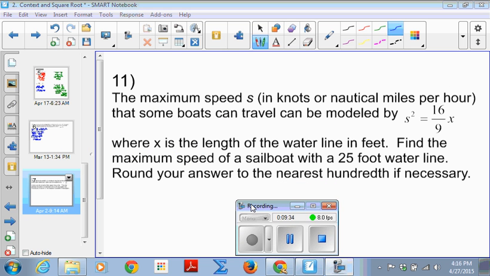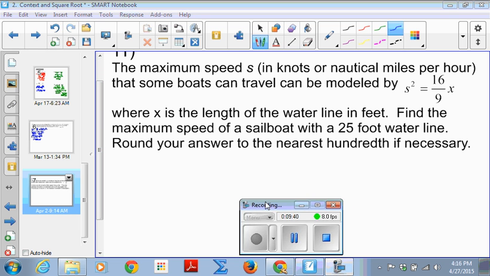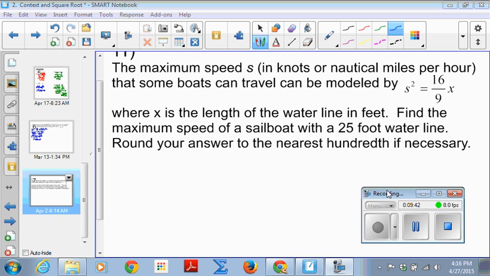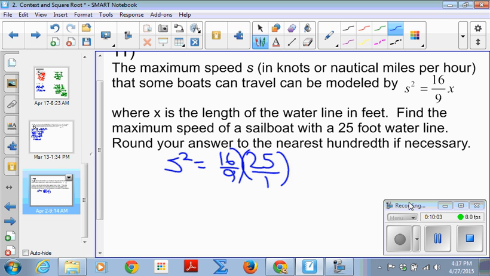Now for our final problem. Okay, maximum speed, denoted as s, the equation is s squared equals 16/9 x, where x is the length of the water line in feet. Find the maximum speed of the boat with a 25-foot water line. Let's go ahead and write that equation up and plug in what we know. We know that our x in this case is going to be 25. We're dealing with fractions, so I always like to write it as 25 over 1. And s squared would equal 400 over 9.